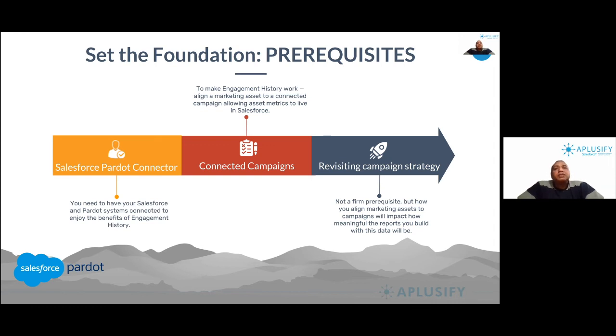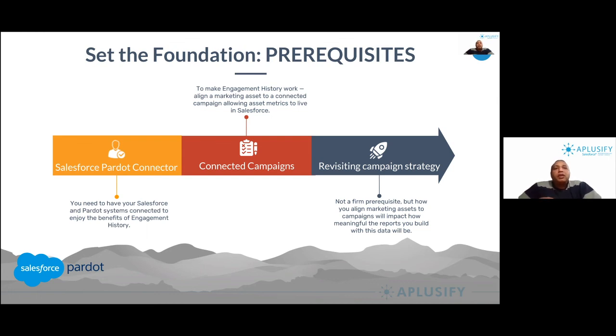The second prerequisite, as I told you before as well, is that you should have connected campaigns. What do we mean by connected campaigns? It means that your Pardot and Salesforce campaigns should be connected. There should be a one-to-one mapping that you do after you have installed the connector and your Salesforce and Pardot are connected. You have to make sure that every Pardot campaign has a Salesforce campaign one-to-one.